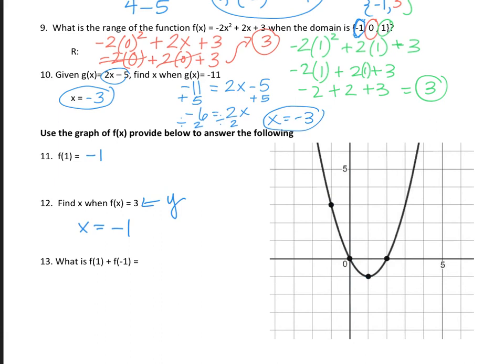All right, so this last question is asking what is f of 1 plus f of negative 1? Basically, we need to find the y values and add them together. So f of 1, that's when x is 1. When x is 1, our y is negative 1. Now I'm going to use green to show you this f of negative 1. When our x is negative 1, our y value is positive 3. So with this question, we're doing negative 1 plus 3, and that's going to give you positive 2.